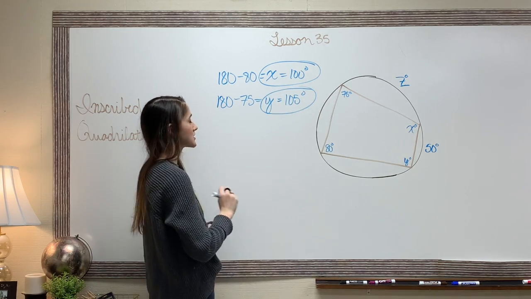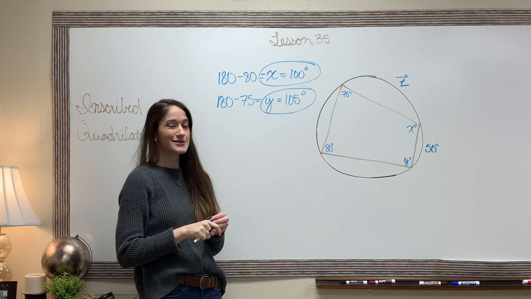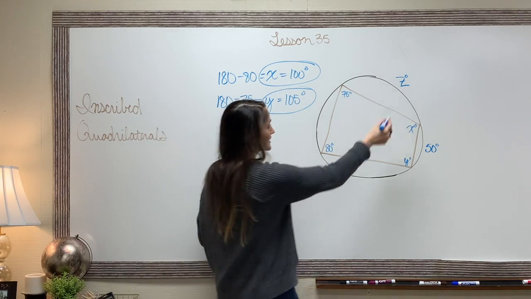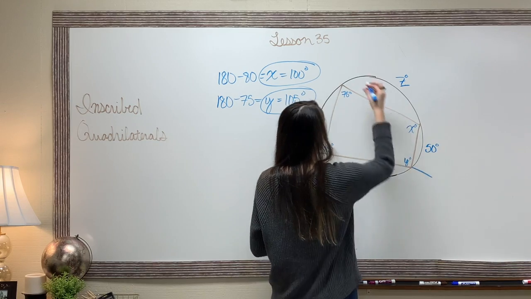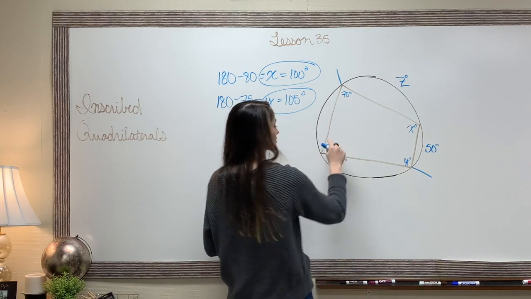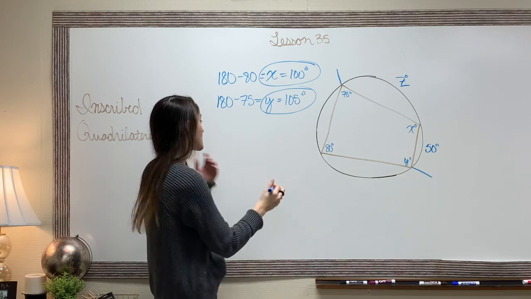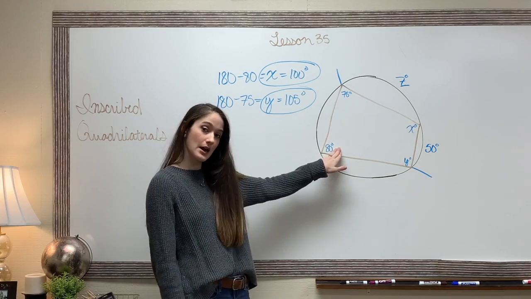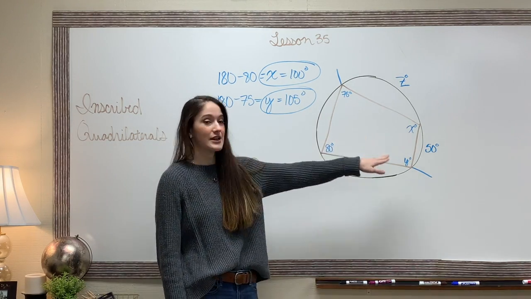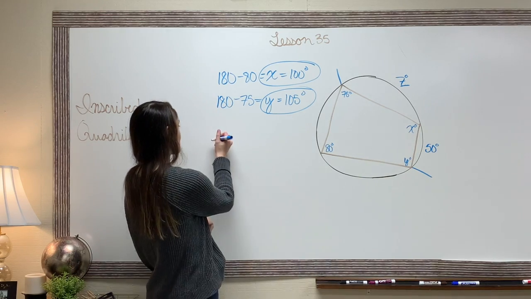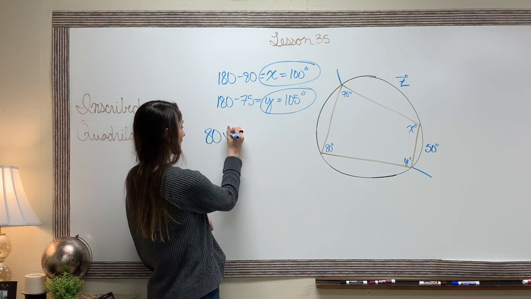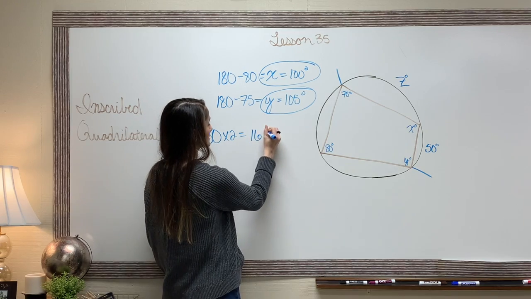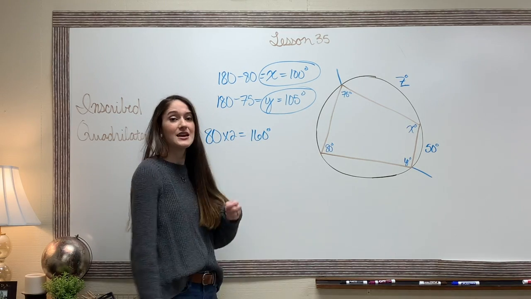So there's part 2, and now z. Z is going to take just a little bit more work. We see that z and 50 together are the inscribed angle of 80. So we know that if the inscribed angle is 80, the central angle is going to be that times 2. And so we have 80 times 2 is 160 degrees. 160 degrees is the central angle.